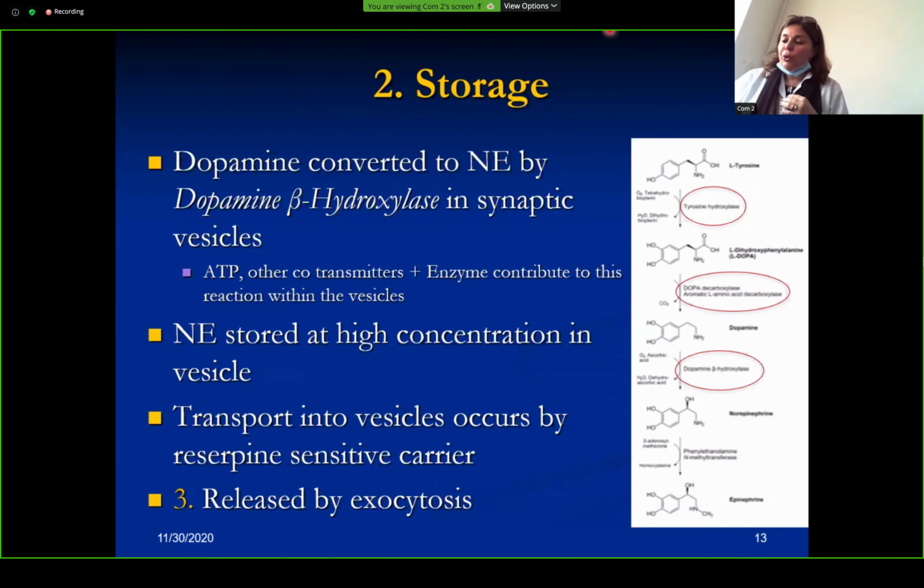Now, the storage. We mentioned that the dopamine will be converted where? Inside. So we have the dopamine now, and we need dopamine beta hydroxylase. If you don't have dopamine beta hydroxylase inside the storage itself, the synaptic vesicles, it will not be converted. But it doesn't mean only this. You have to have ATP, other co-transmitters. I don't know if somebody mentioned the co-transmitters to you.